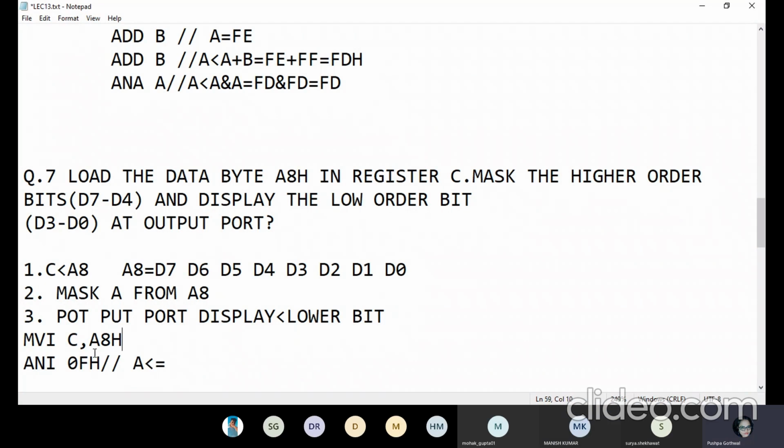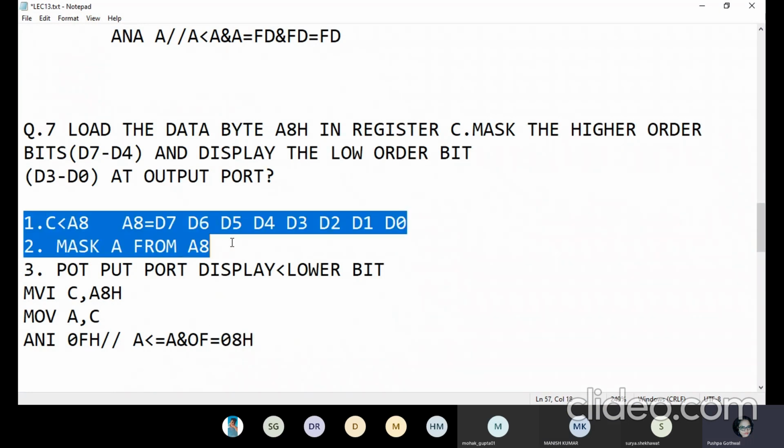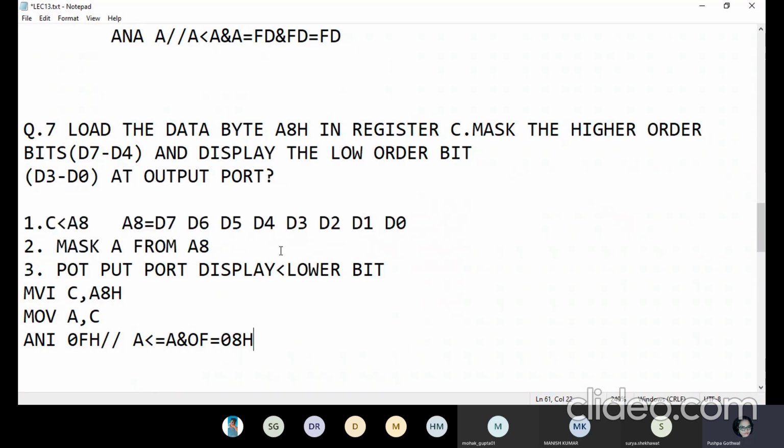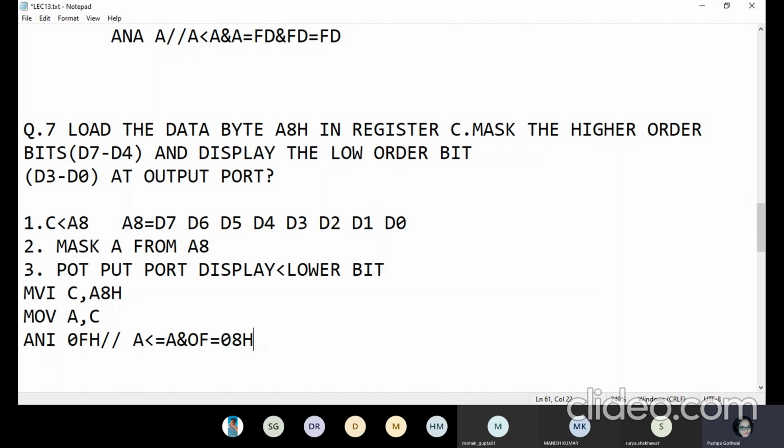Actually, the data is contained in C. So first I have to transfer it to the accumulator: MOV A comma C, because AND will work only with the accumulator. So A AND 0F. Is it clear? Right now the answer will be 08H, so till now you performed the operations. Now what is the next thing they said? Display the lower order bits. Right now you have only the lower order bits. You have to display this at any port, so I can write OUT port 1.